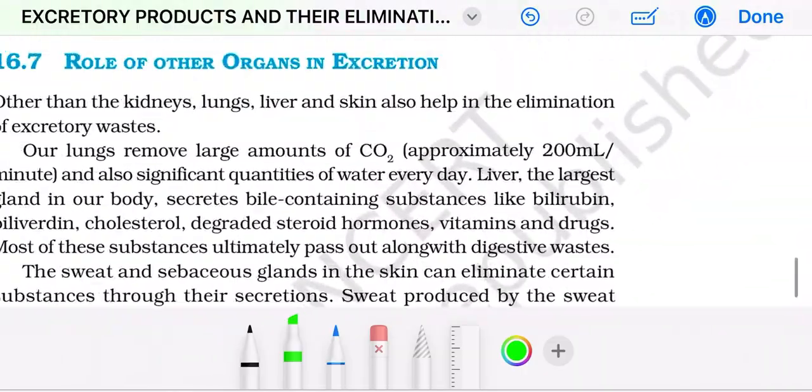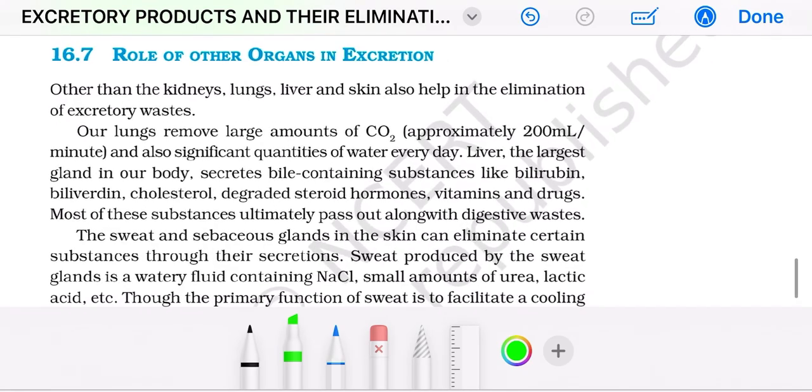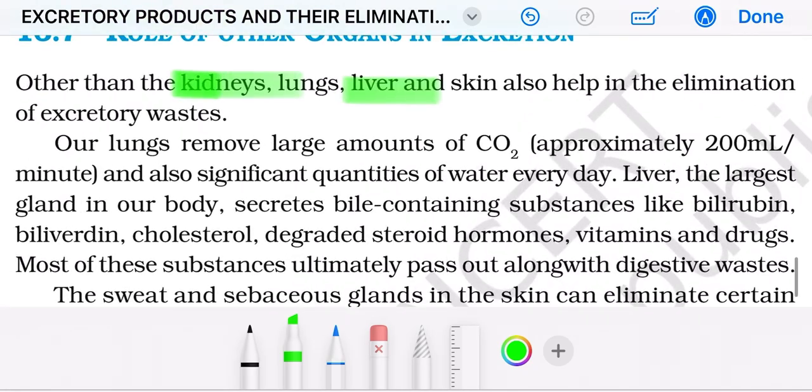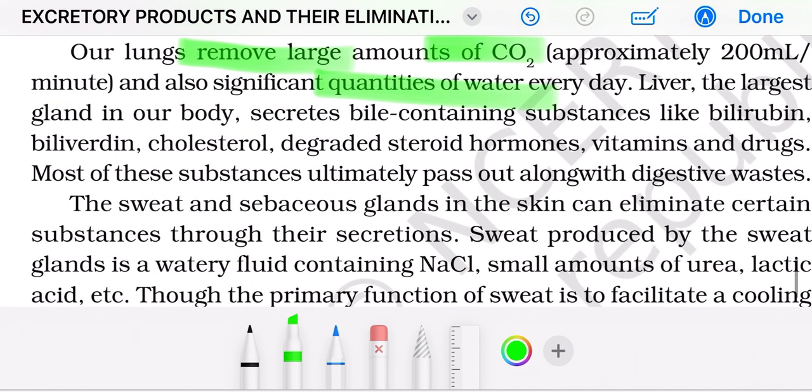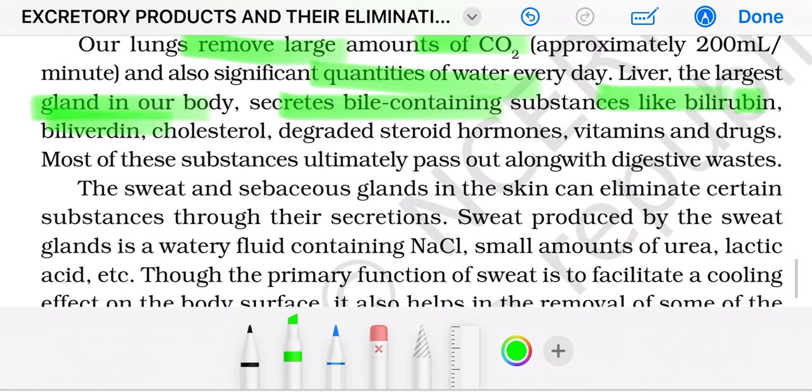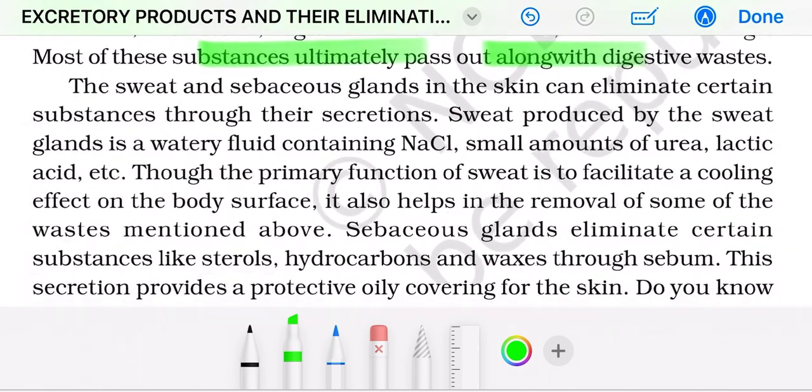Now, the role of other organs in excretion. Other than the kidneys, lungs, liver and skin also help in elimination. Our lungs remove large amounts of carbon dioxide and also significant quantities of water every day. The liver, the largest gland in our body, secretes bile containing substances like bilirubin, biliverdin, cholesterol, degraded steroid hormones, vitamins and drugs. Most of these substances ultimately pass out along with the digestive waste.